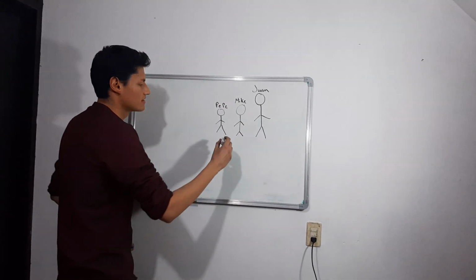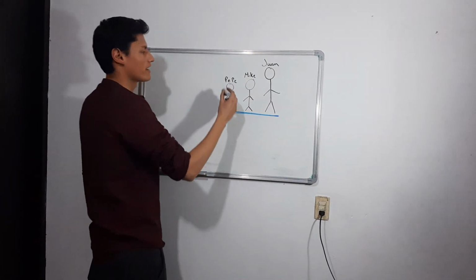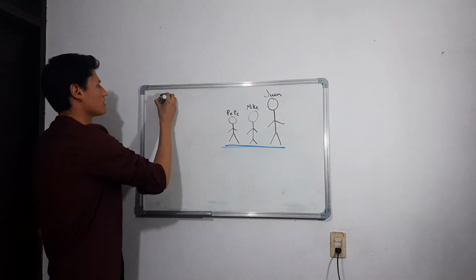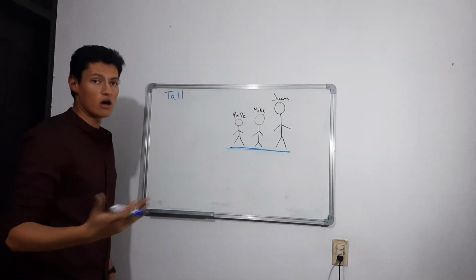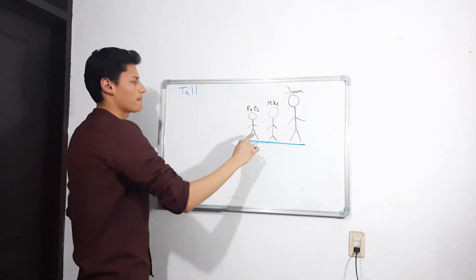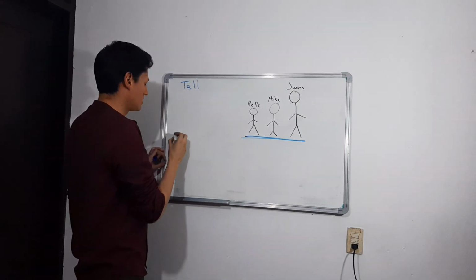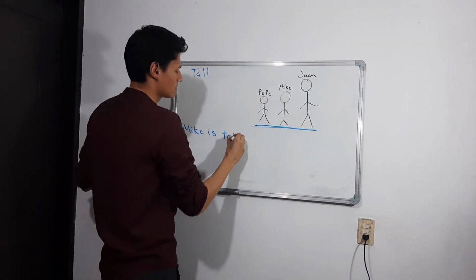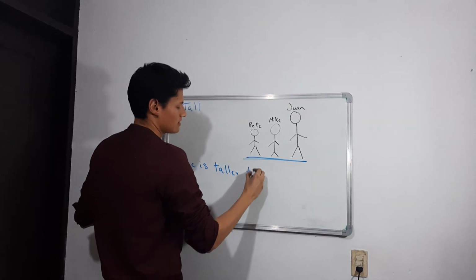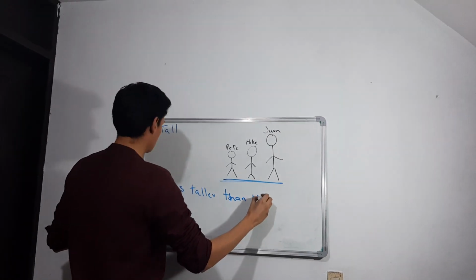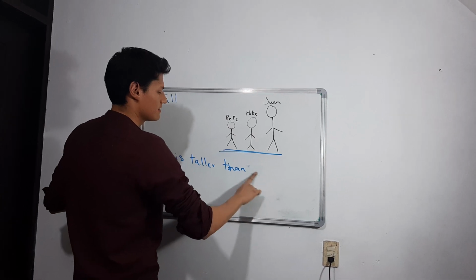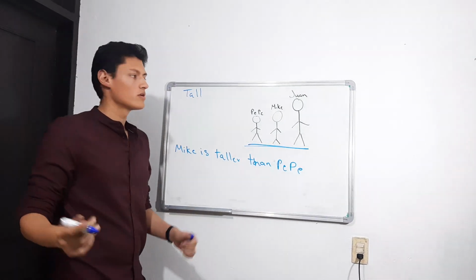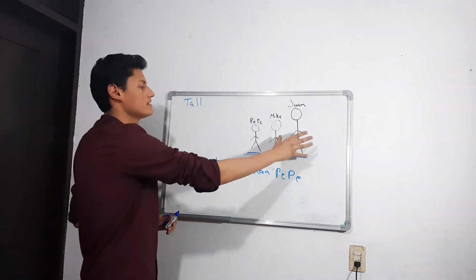We have here three people: Pepe, Mike, and Juan. We are going to use the adjective tall. So we have here Mike. Mike is taller than Pepe. That's the comparative form.